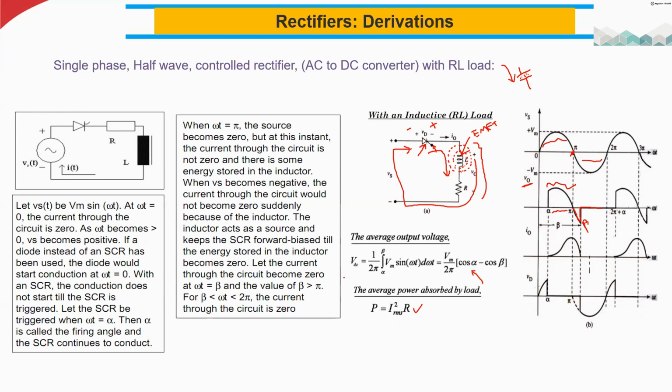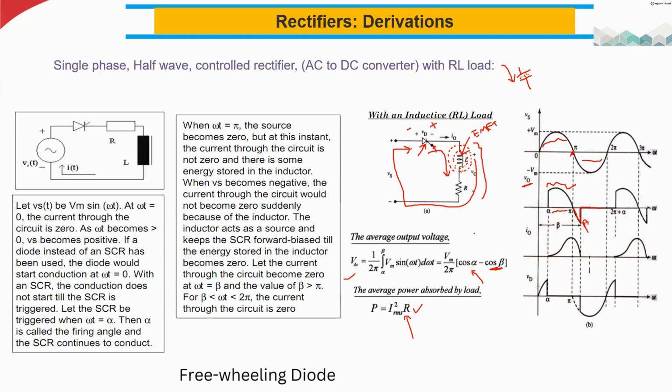Once you know the V square RMS, you can calculate the I square RMS and then apply it here, and you will get the P. So here you should know the new parameter beta. The formula has a new term, cos beta. But we do not want this effect, even though the load or the application has an inductor.